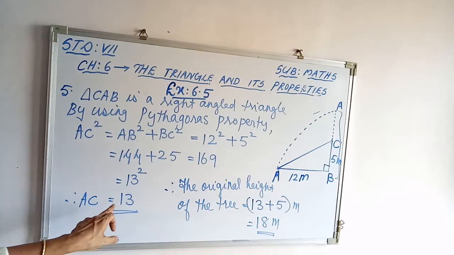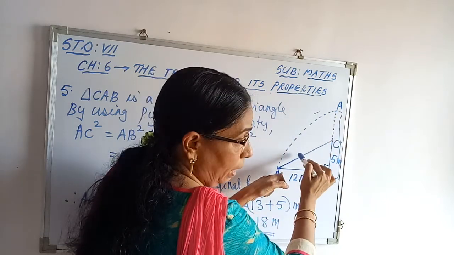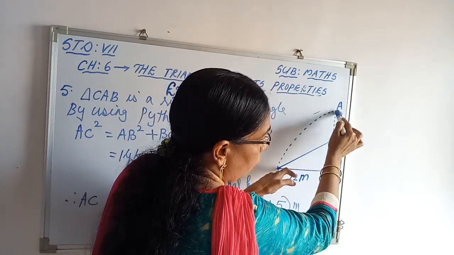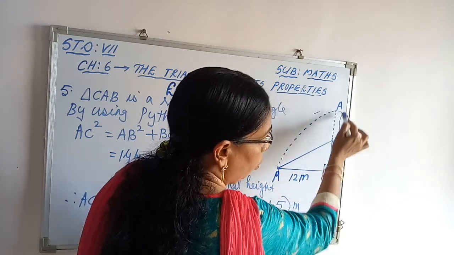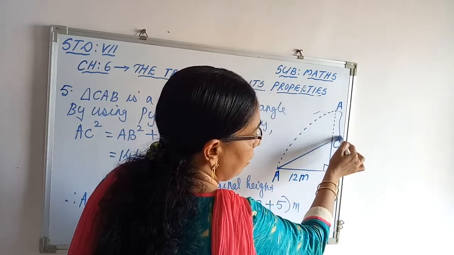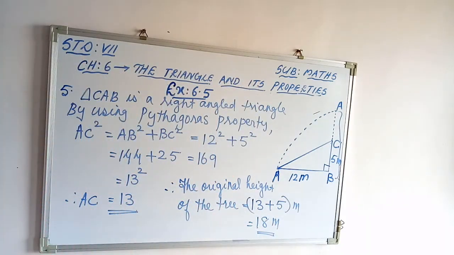Is that clear? How this AC? This part is AC. That means the broken part. How much is broken? So AC is 13 and BC is 5. Total length is AB. That is AC plus BC. 13 plus 5 will give you 18 meter.